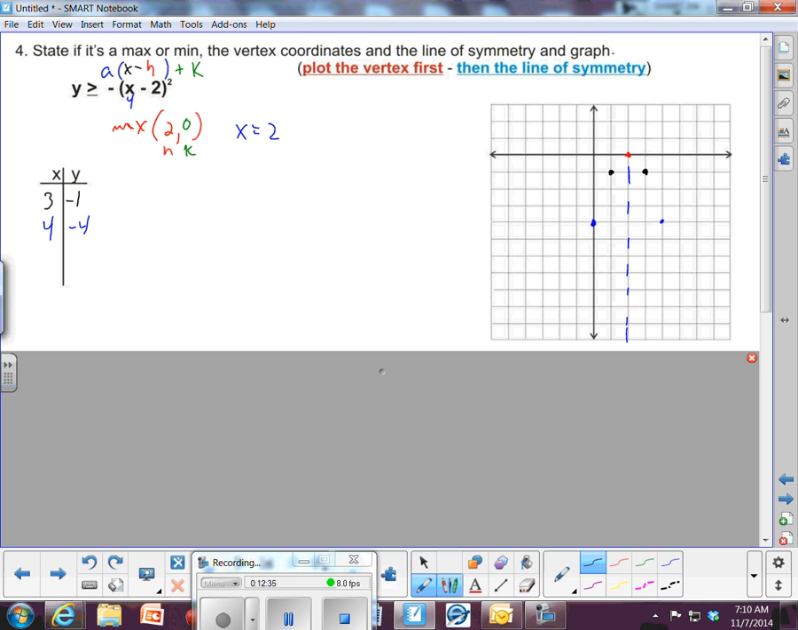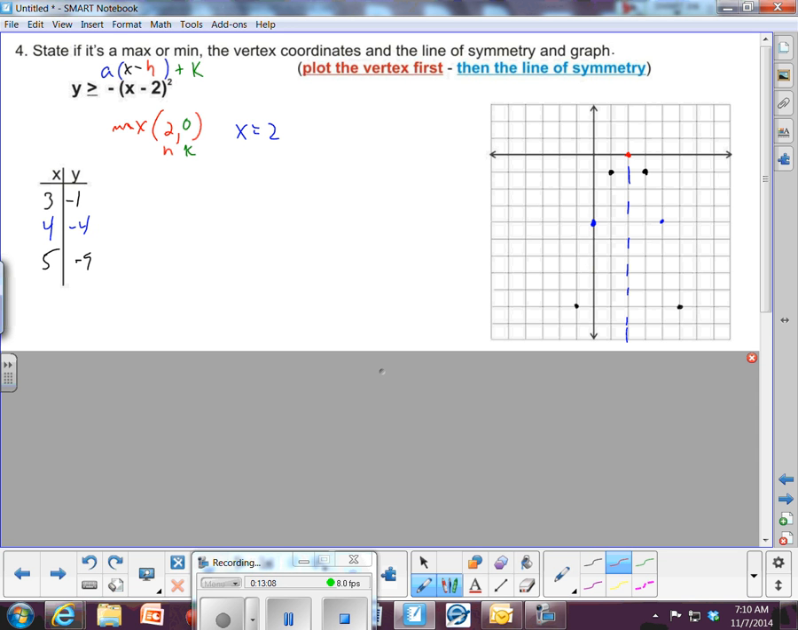You know what? I'm going to do one more point. I am going to use 5. So I'm going to go one more point here, going 5. Okay, so stick in 5. 5 minus 2 is 3. 3 squared is 9. 9 times a negative 1 is a negative 9. We've got the point (5, -9). 1, 2, 3, 4, 5, 6, 7, 8, 9. Okay, I am 3 to the right. I'm going to go 3 to the left.